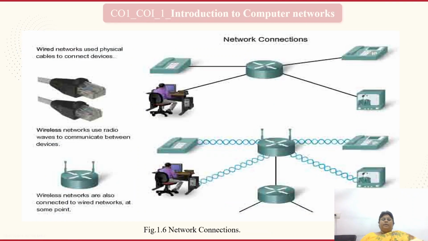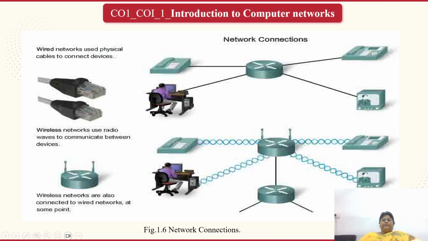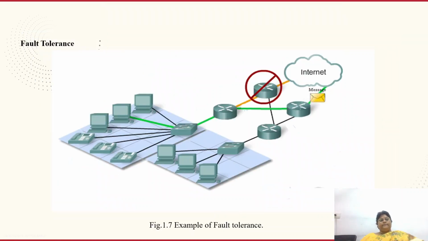Going ahead, what are the different types of connections here? We have network connections: wired network and wireless network. This is how we are going to represent them. Wired networks use physical cables to connect the devices, and wireless networks use radio waves to communicate between the devices. Wireless networks are also connected to wired networks at some point in the network. This is how we form different types of networks.